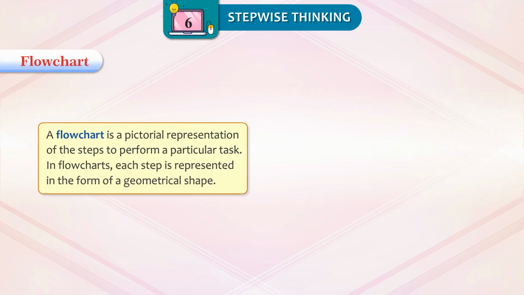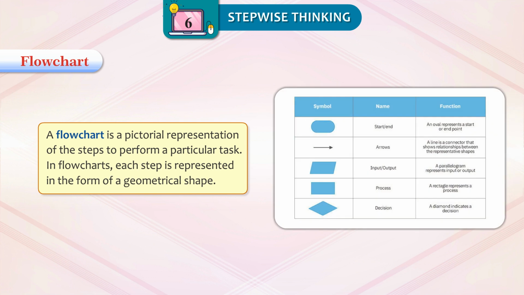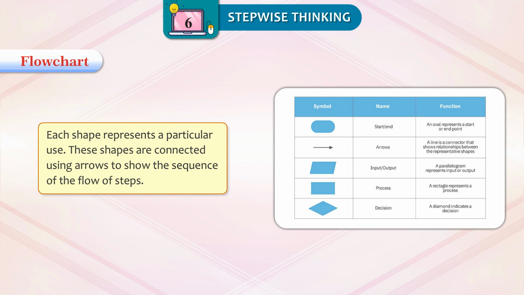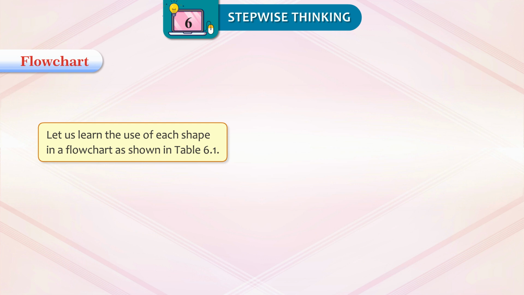Flowchart. A flowchart is a pictorial representation of the steps to perform a particular task. In flowcharts, each step is represented in the form of a geometrical shape. Each shape represents a particular use. These shapes are connected using arrows to show the sequence of the flow of steps. Let us learn the use of each step in a flowchart as shown in table 6.1.